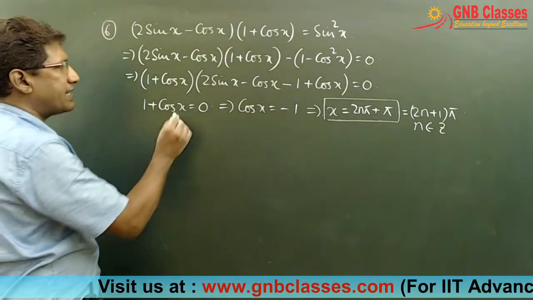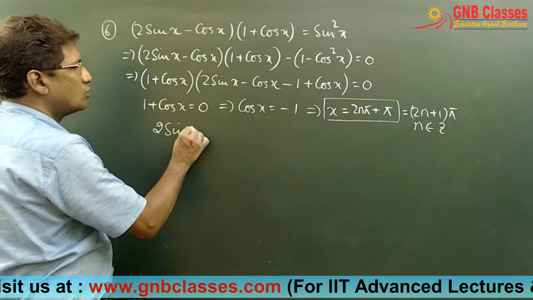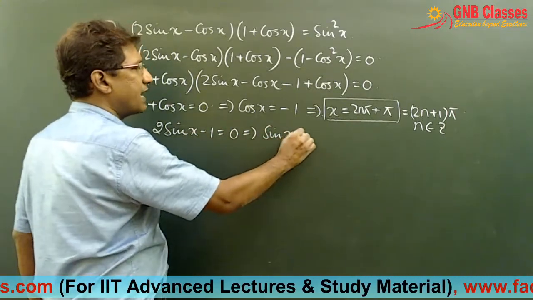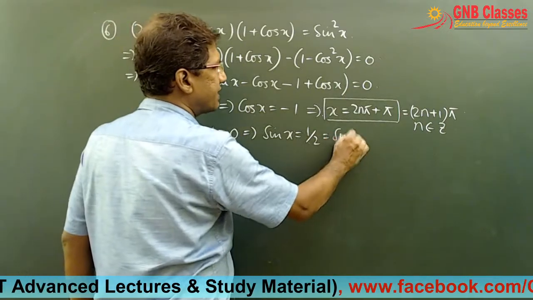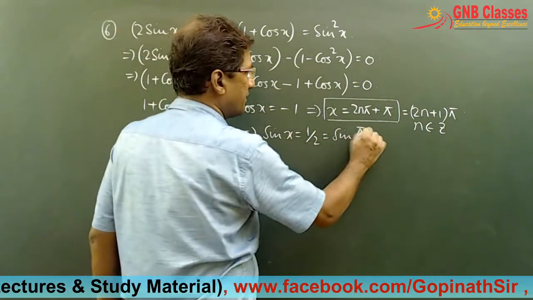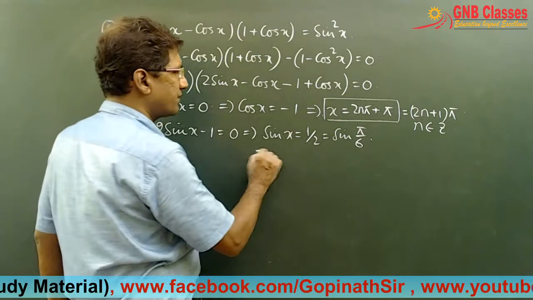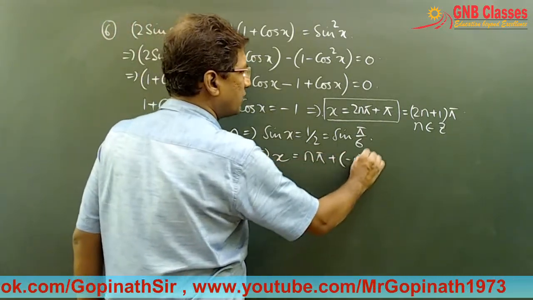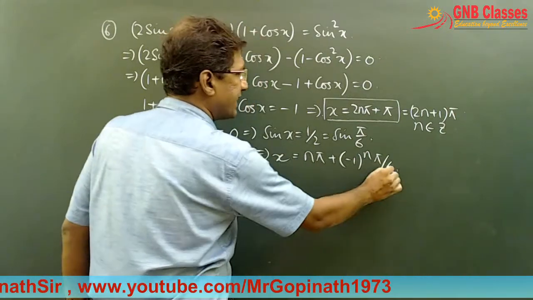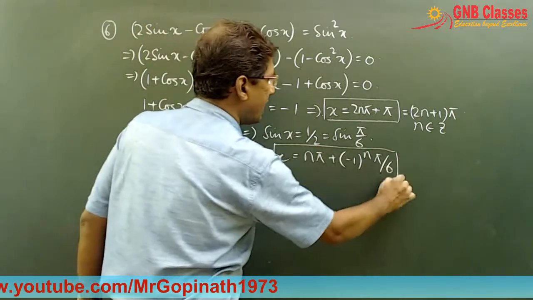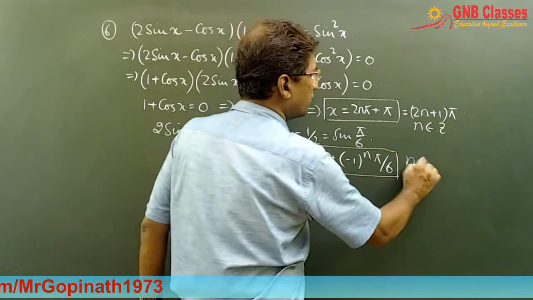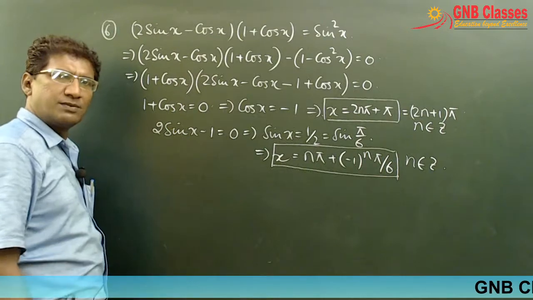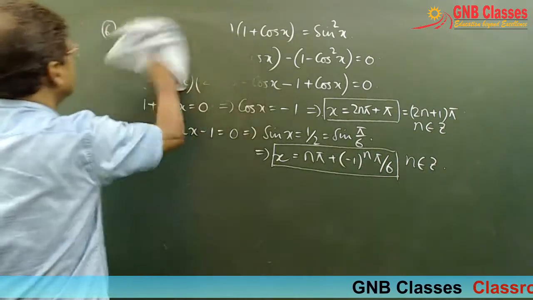Now from the second part we are getting 2 sin x minus 1 equals 0, that implies sin x equals half, that implies sin x equals sin pi by 6, that is 30 degrees, that implies x equals n pi plus (minus 1) to the power n, pi by 6. Is it clear? So these are the general solutions for the given equation. Is it clear to all of you? Have you understood this? Now let us take another problem.